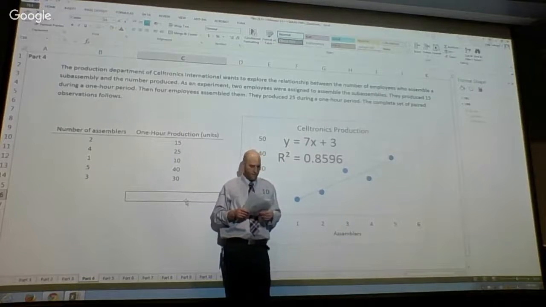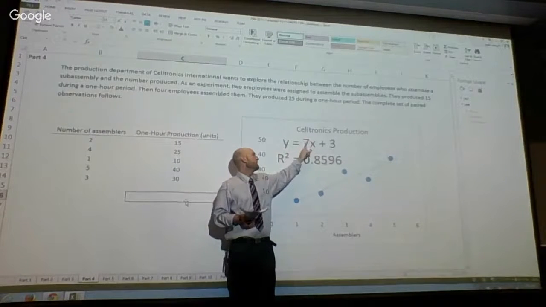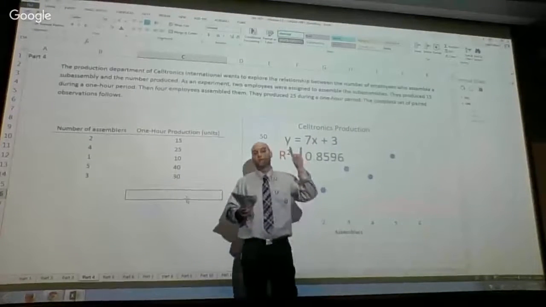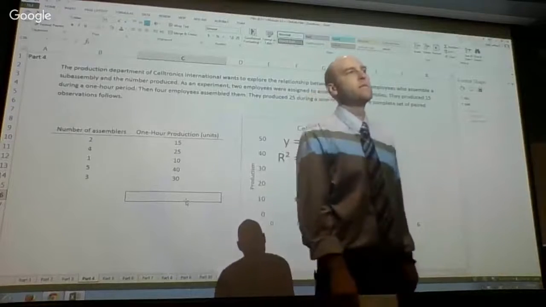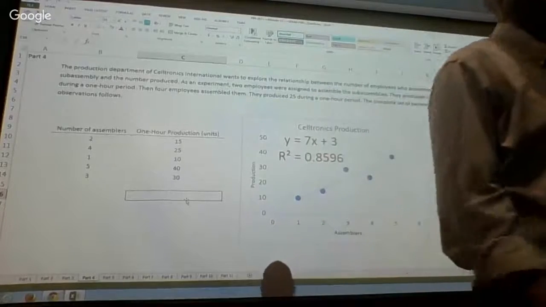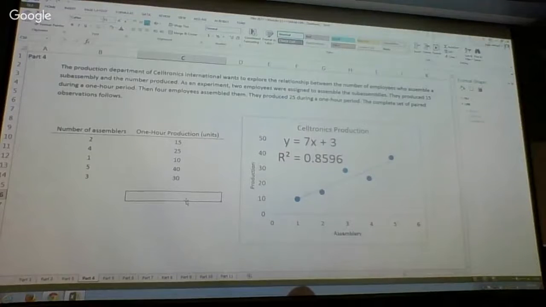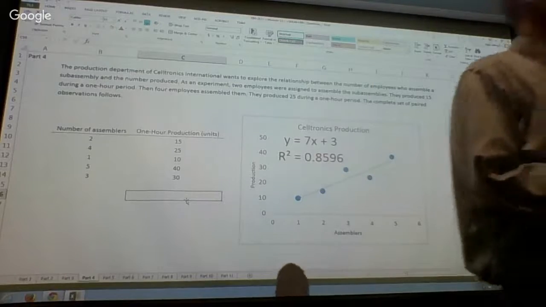Okay. Solve for y. X equals 7. 7 times 7 plus 3 equals 52. Choose the letter B. 44 down, 57 to go. Questions on Celltronics? We good? All right.